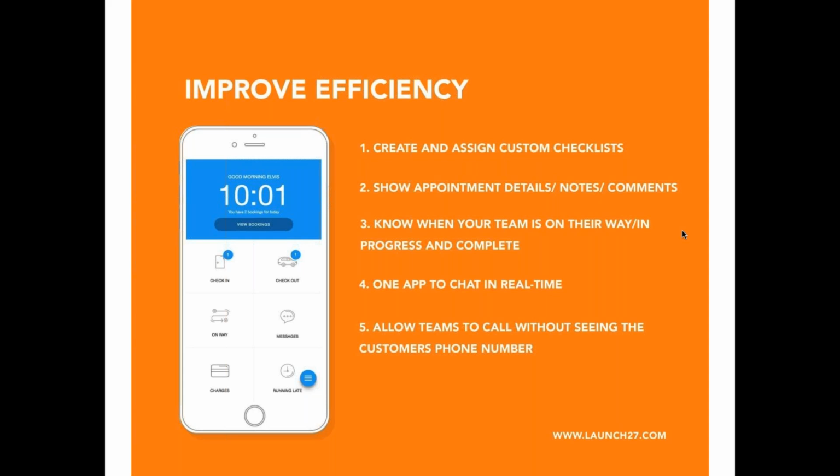Know when your team is on their way, when the job is in progress, and when the job is complete. This is a big thing with the Launch27 mobile app that has saved a lot of people, myself included. A lot of my appointments start at 8 a.m., and say I'm getting ready to get my day started. If I know my team has checked in at 7:30, I know it's going to be a smooth start to the day. I won't have to worry about calling the customer before they're off to work, or calling the cleaner to find out where they are. I know that my team is on their way.